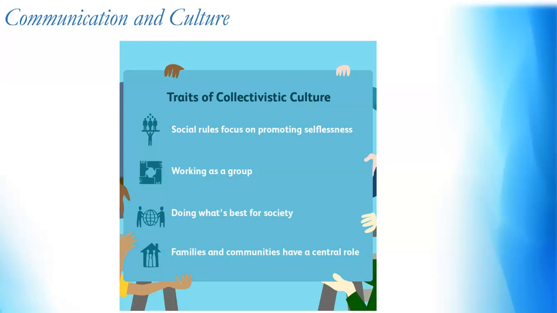So we're looking at traits of collectivist culture. There are social rules that promote selflessness. It's really good to give to the group. When they're thinking about what they're going to do, maybe they would think about what would be best for society as a whole rather than what would be best for them at that point. And their families and communities and the health of those communities really play a central role.